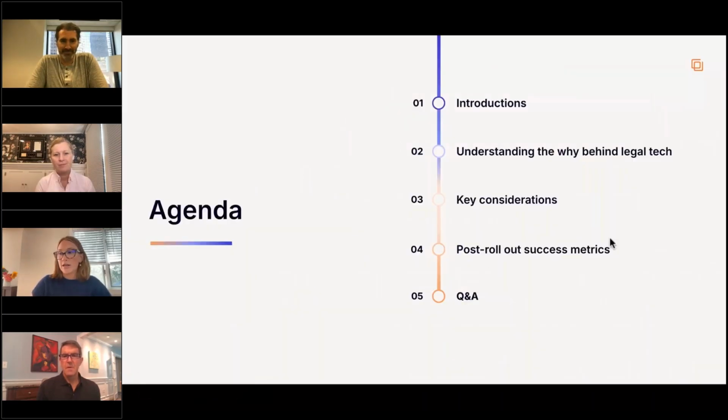Just a quick agenda. We're going to start by defining really what CLM is, what legal tech is, and how to determine when it's time to make a change. We'll outline some key considerations when building a plan, including enablement, which is very crucial, which we will get to, and also how to measure post-implementation success and what those metrics are that you should be looking at.